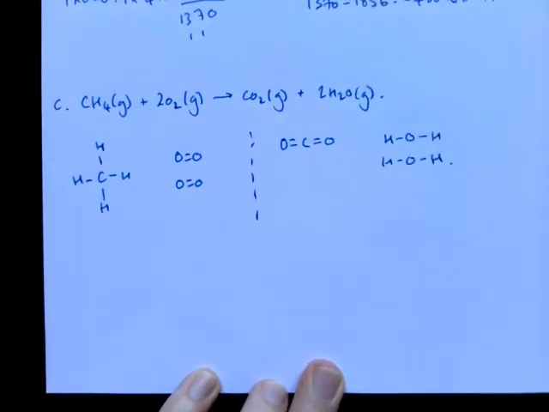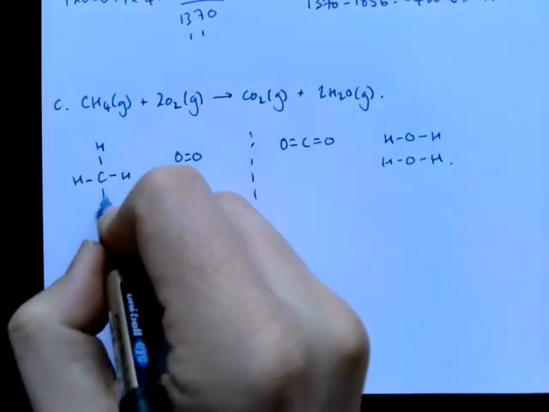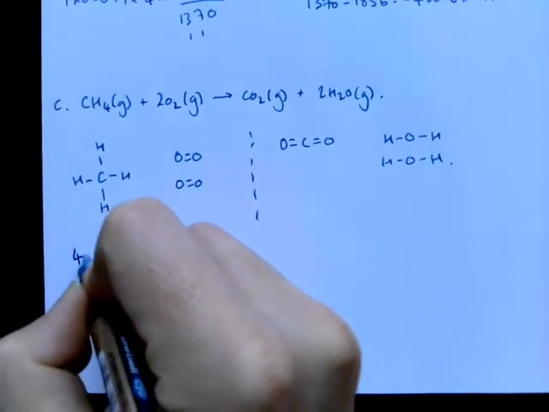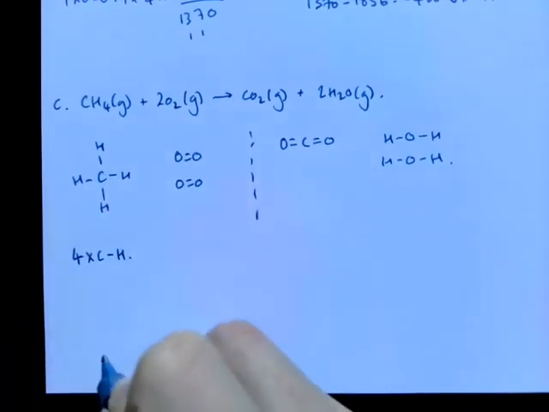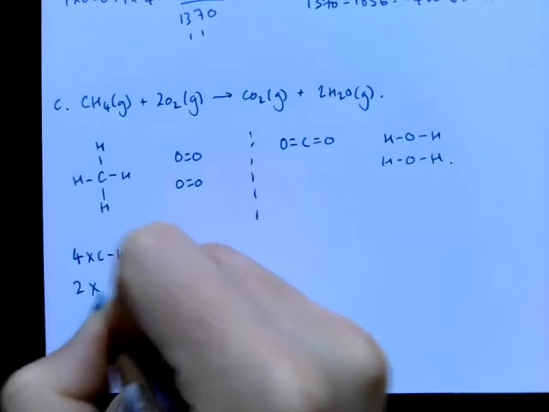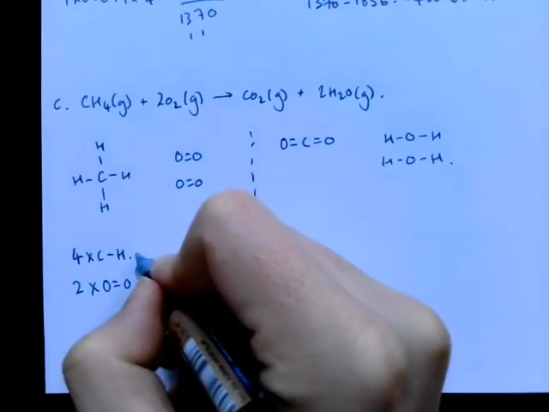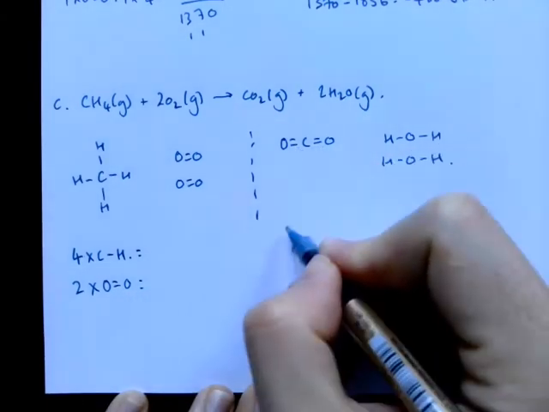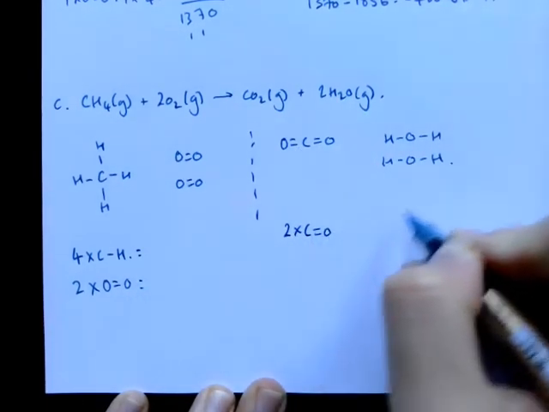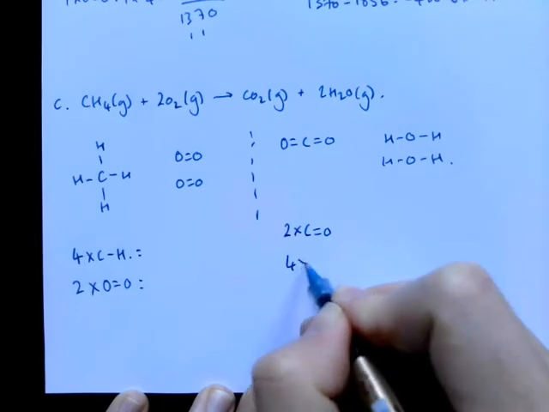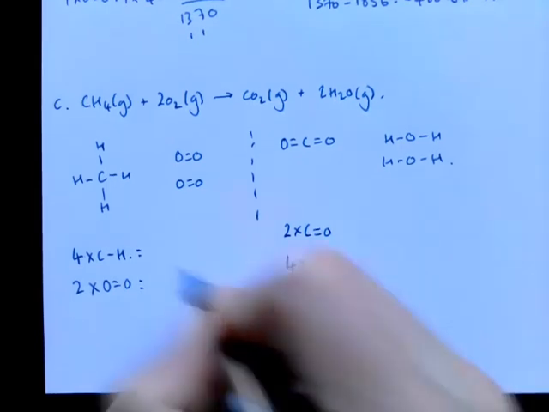Okay, don't worry if I'm going too fast. If it's too fast for you, just pause it, rewind it, watch it again, look at the diagrams. Okay, so I've got 4 times C-H, and I've got 2 times O double bond O. And I've got 2 times C double bond O, and I've got 4 times O-H.